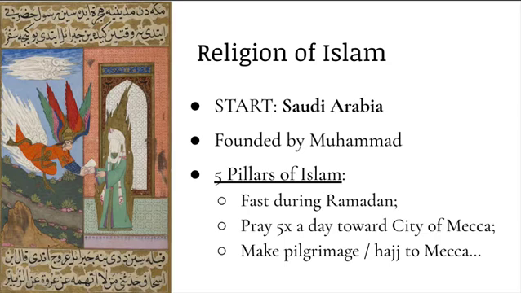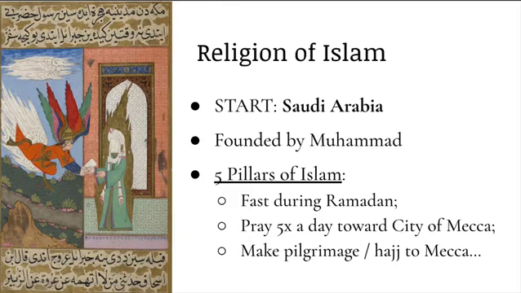Since this isn't a religion class and this is a social studies class, we're just going to jump in. Long story short, some of the most important rules of Islam are considered under the five pillars of Islam. We're not going to get into all of them. From a social studies perspective, the most important pillars, the ones you hear about most often, are the fact that people have to fast during Ramadan.